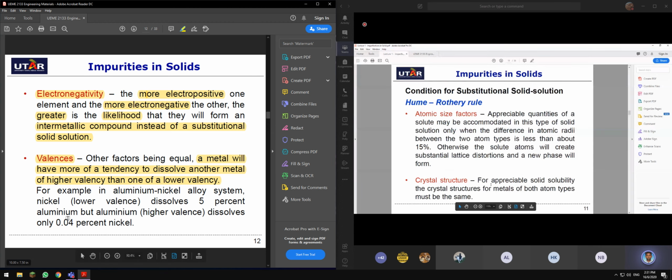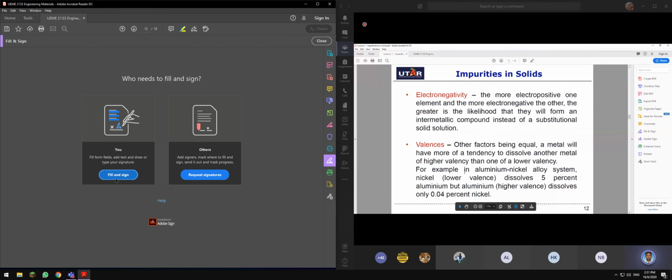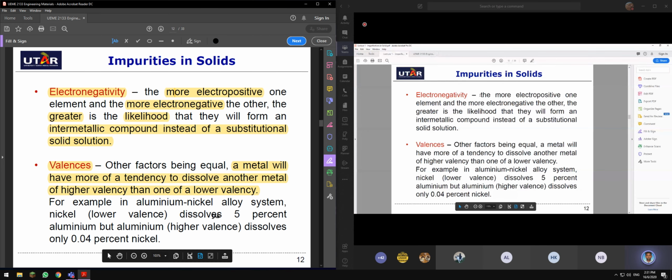So the rules for substitutional solid solution, according to Hume-Rothery rules: the first one is the atomic size factor must be 15% or less. The second one is the crystal structure must be the same. The electronegativity must be small, and the host must have the lower valence.